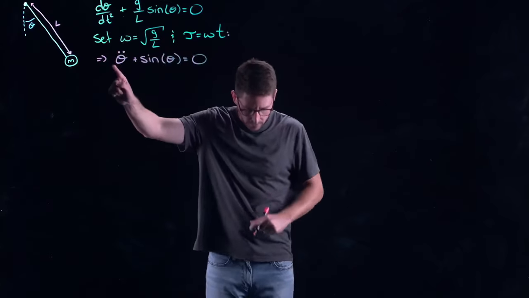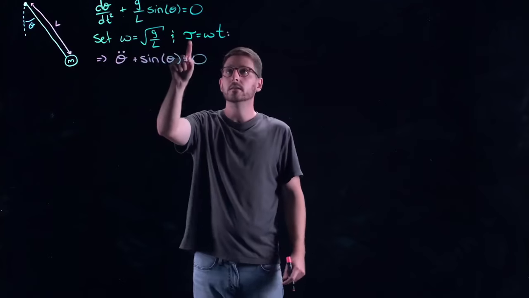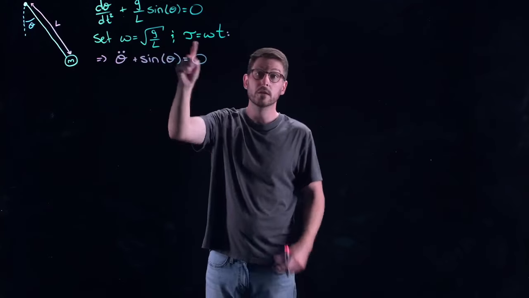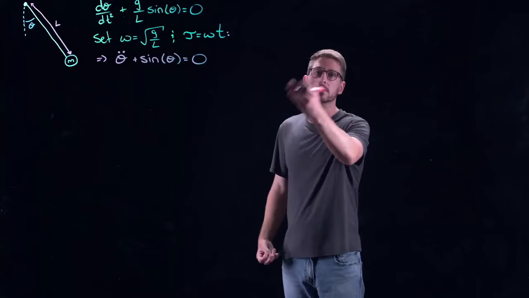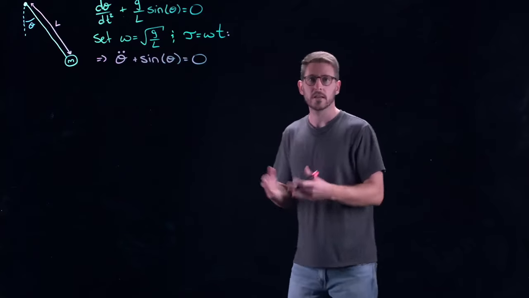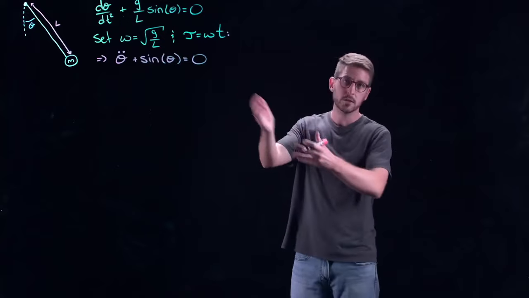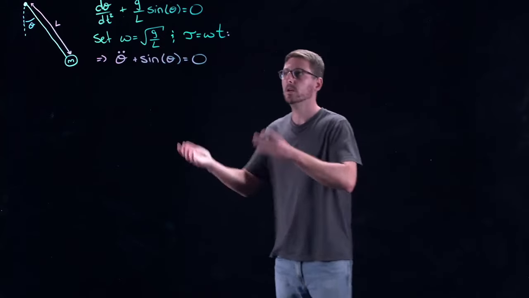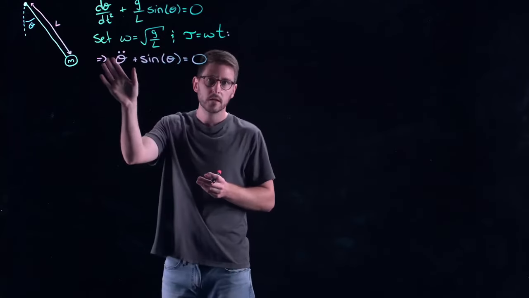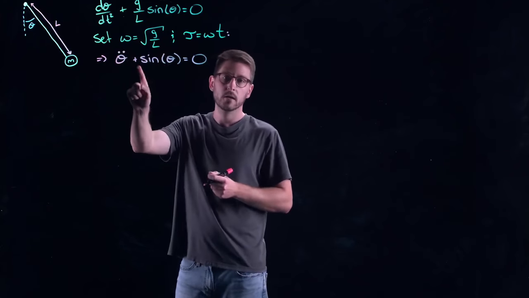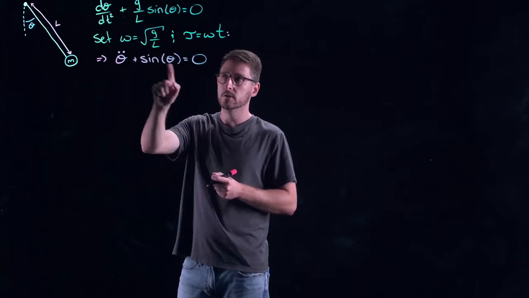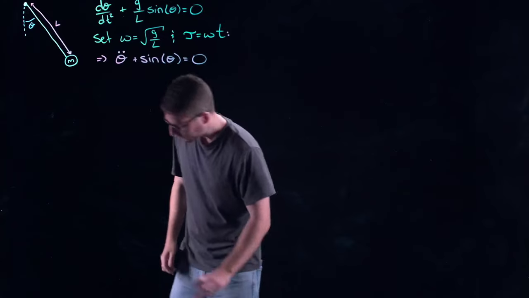I'm using the double dot to represent the derivative with respect to the natural time scale, tau here. The reason I did this is because it gets rid of constants. So I don't have to say, if g is this, then I get this picture; if L is this, I get this picture. This shows that everything can be captured, just qualitatively, by the diagram associated to this dynamical system.